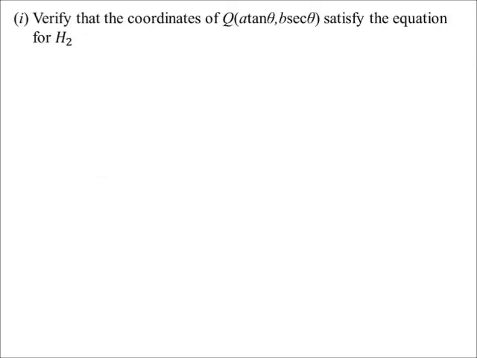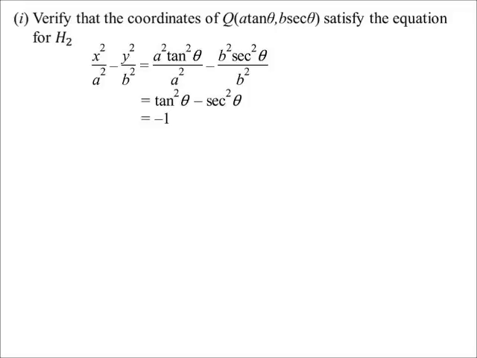Verify the coordinates of Q satisfy the equation for H2. It's a bit of a gift question, really. Yeah, exactly. All you've got to do is sub into the equation and show that it works. So x squared on a squared minus y squared on b squared. A squareds cancel, b squareds cancel. We get tan squared minus sec squared, which, yes, is -1. So, okay, we've got the coordinates of Q.